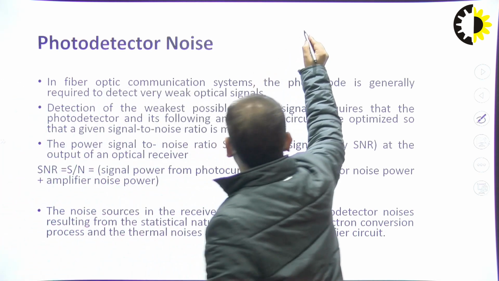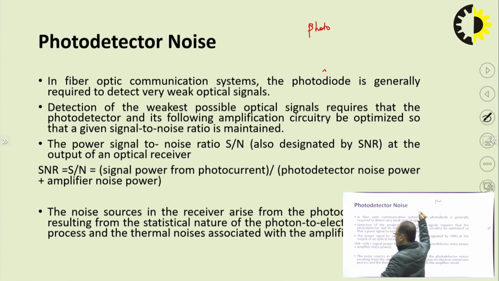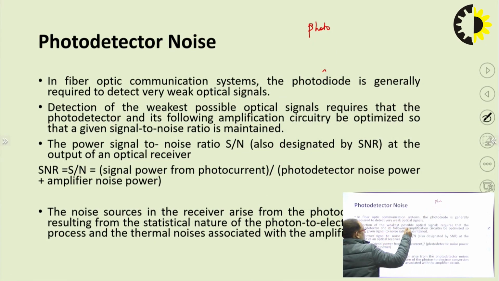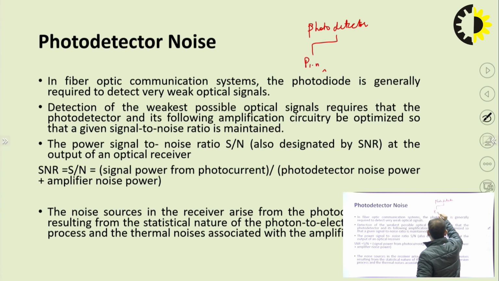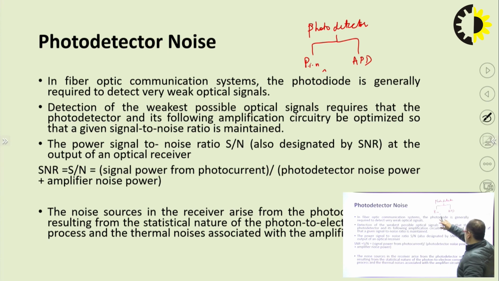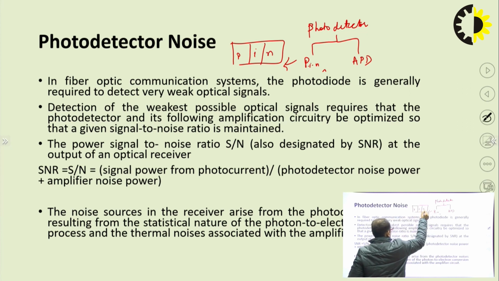So, first of all, let us discuss the photodetector. As we have studied, the different types of photodetector are the PIN photodetector and the APD. The PIN photodetector is the simplest photodetector, in which there is a P-type material, then an intrinsic material, and an N-type semiconductor material.